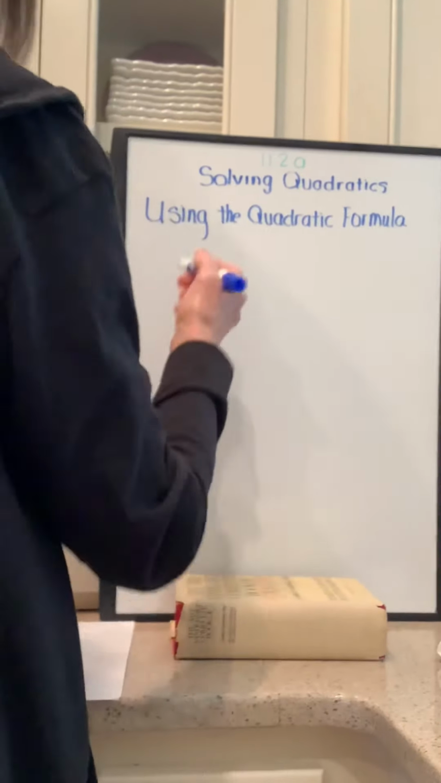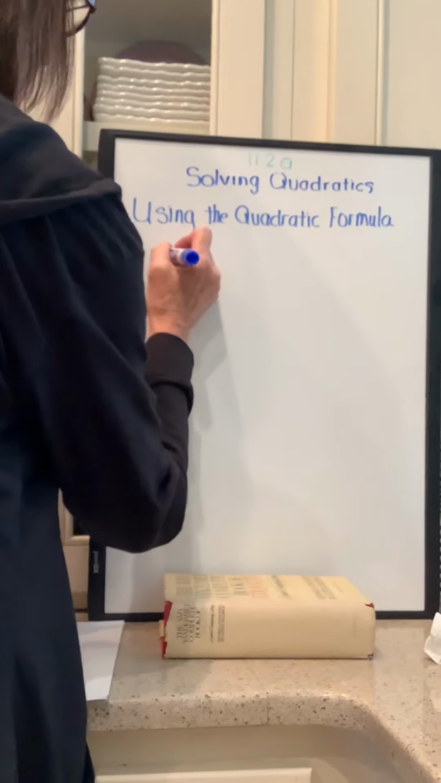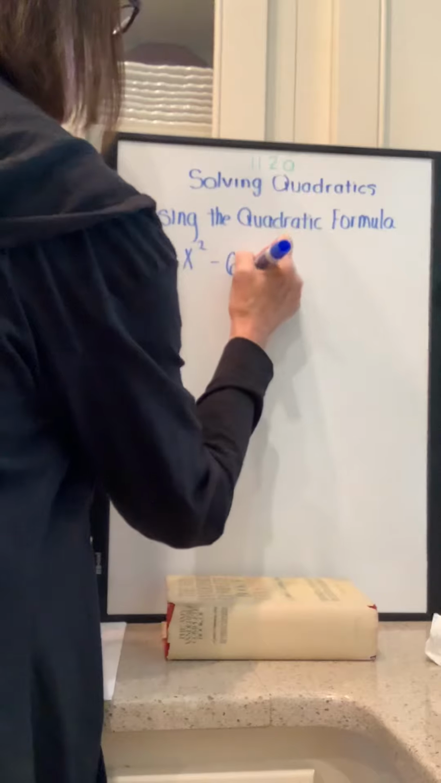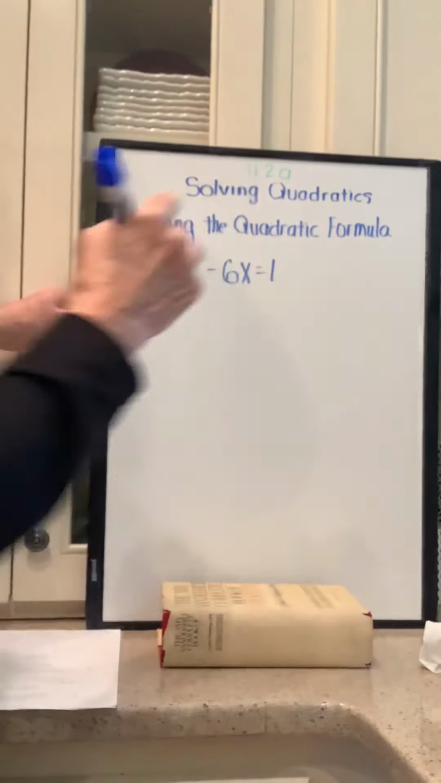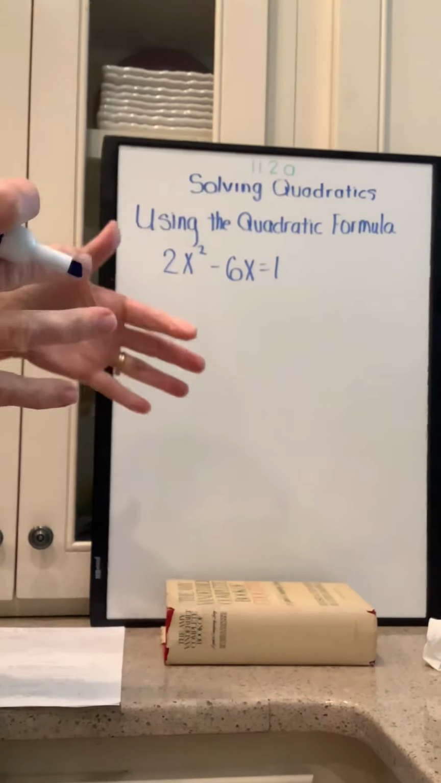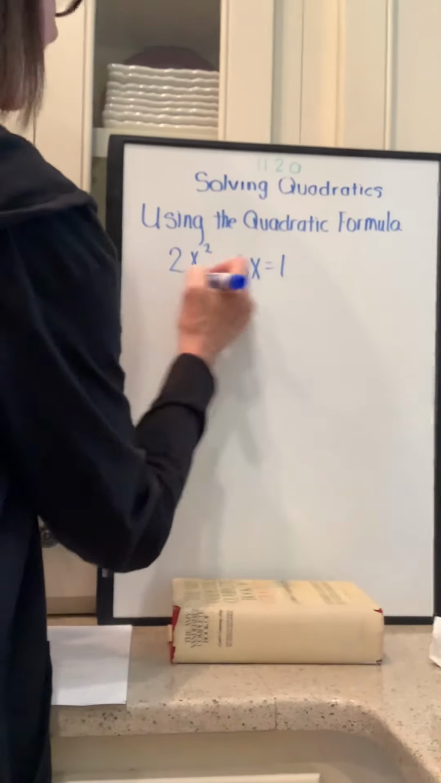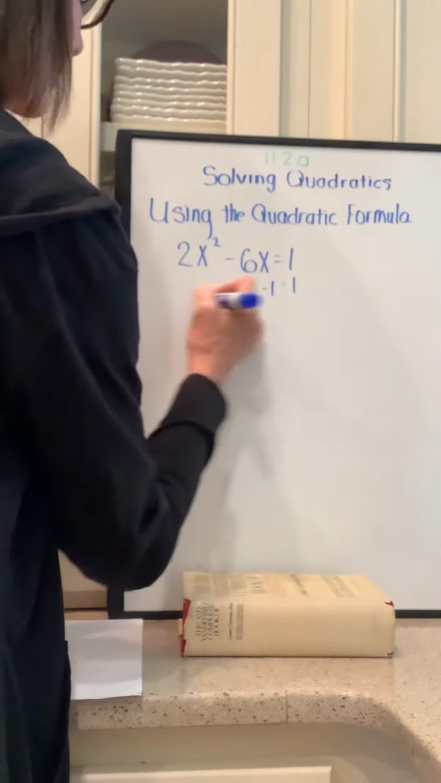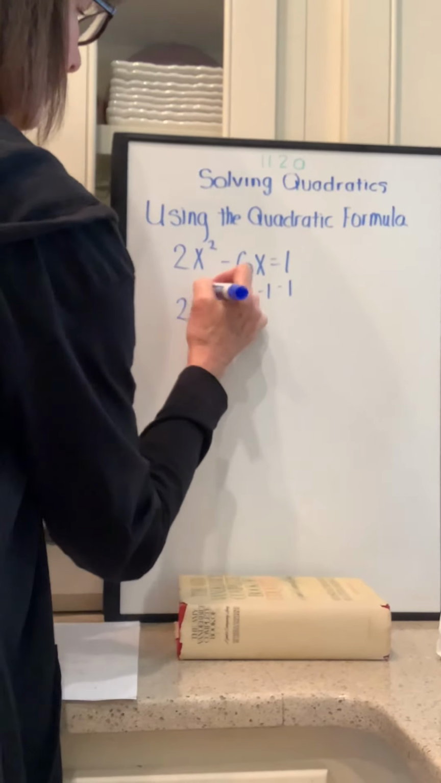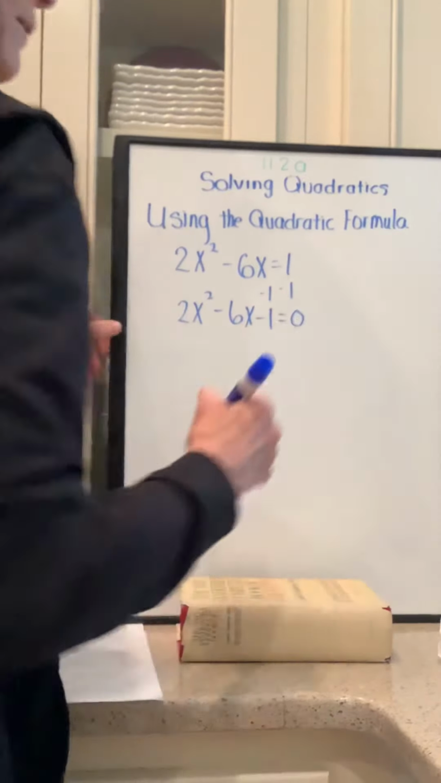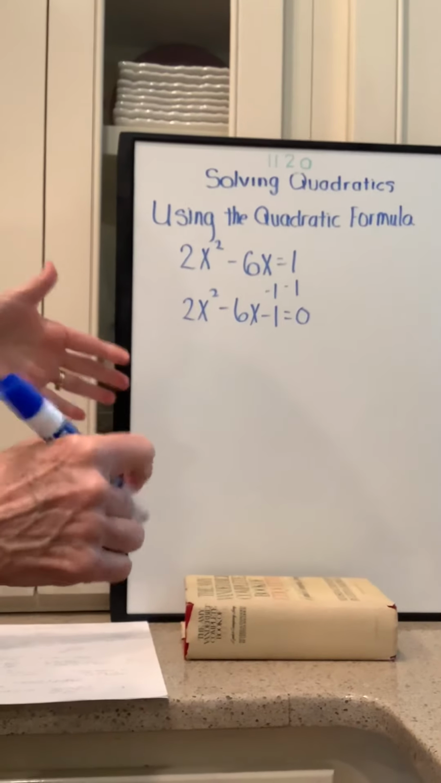Okay, 2x squared minus 6x is equal to 1. This is not in the standard form for a quadratic. Remember that 1 has to be on the left-hand side. So if we subtract 1 from both sides, you have 2x squared minus 6x minus 1 is equal to 0. Now it's in your standard form for a quadratic equation.